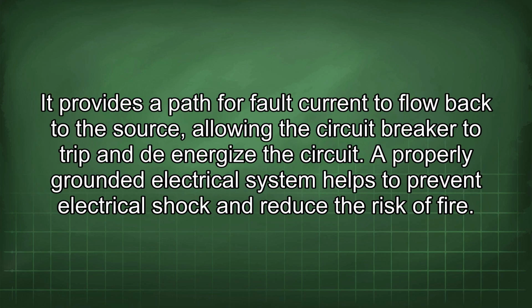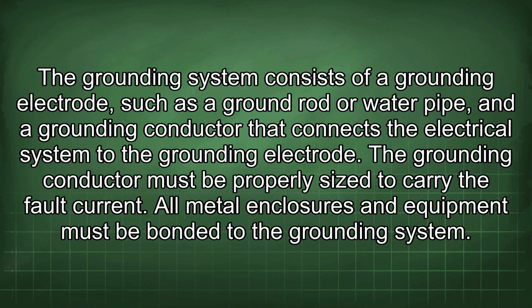It provides a path for fault current to flow back to the source, allowing the circuit breaker to trip and de-energize the circuit. A properly grounded electrical system helps to prevent electrical shock and reduce the risk of fire. The grounding system consists of a grounding electrode, such as a ground rod or water pipe, and a grounding conductor that connects the electrical system to the grounding electrode.